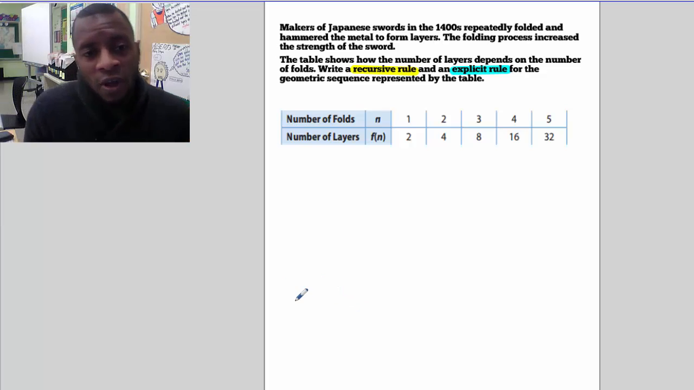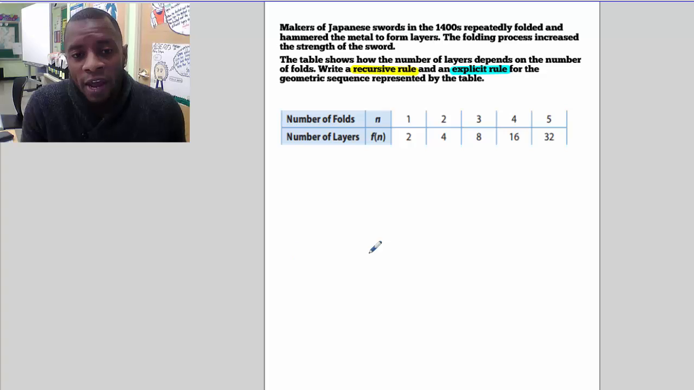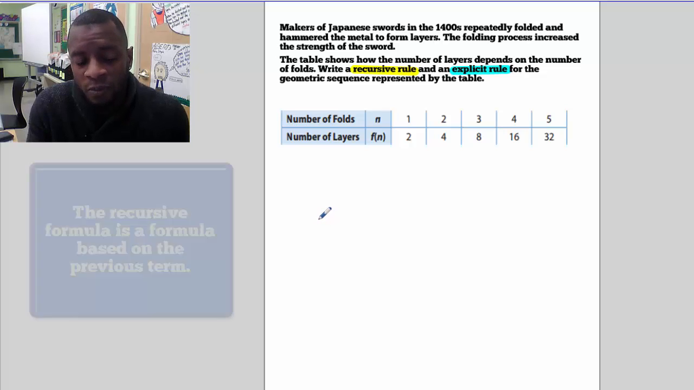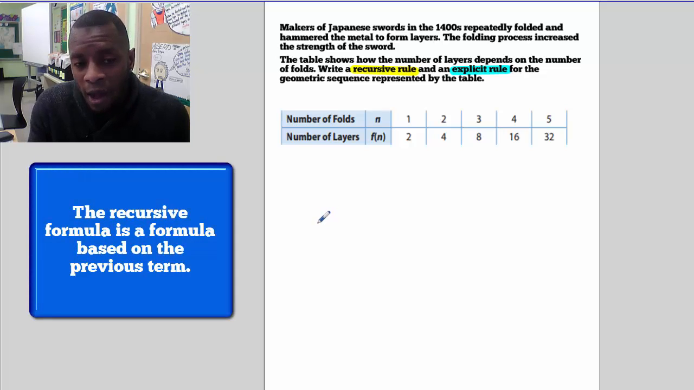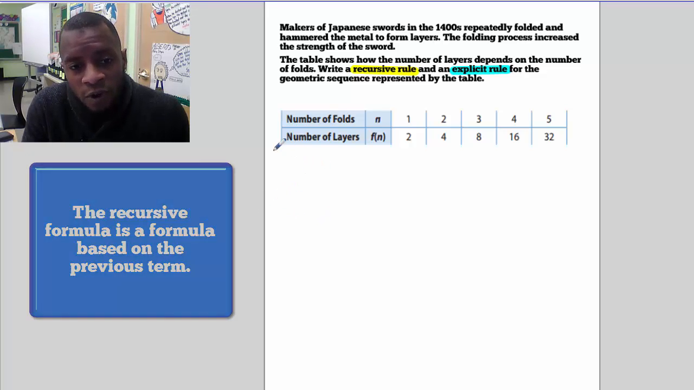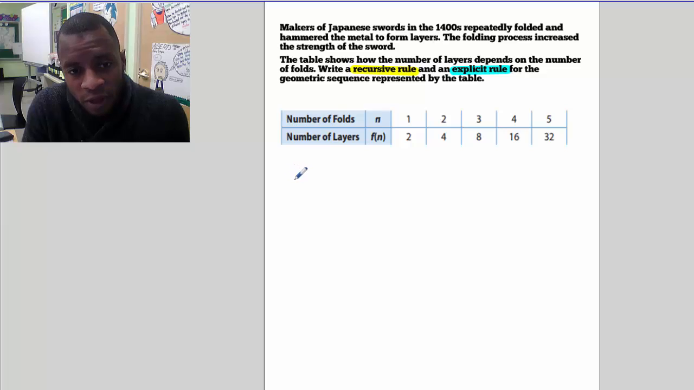In this example, we're given our geometric sequence in a table. These are the term numbers, and this is our actual sequence. To write a recursive rule, and recursive just means one after the other, we figure out how to get from one term to the next. So we're going to start with the first term.